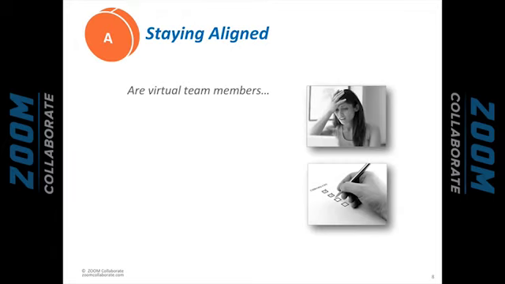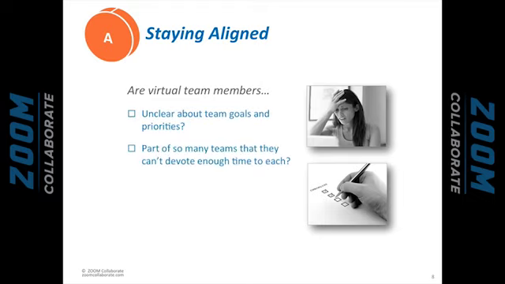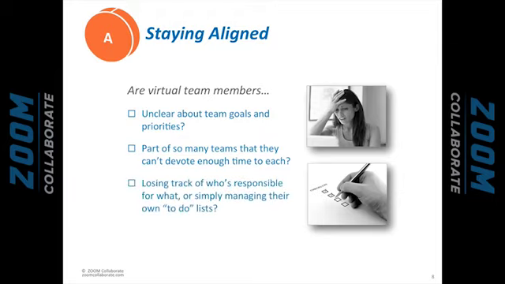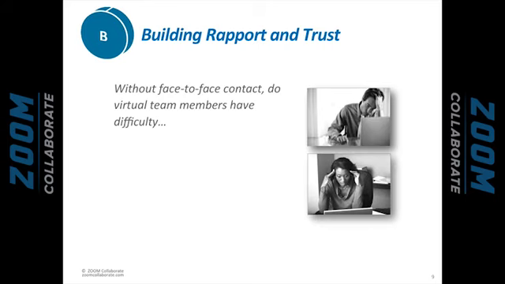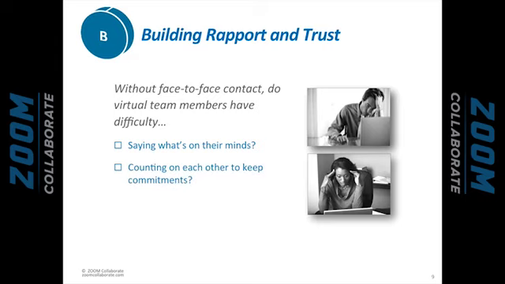First, in the area of staying aligned, meaning that we, as team members, are working towards the same goal. Are virtual team members on the teams you support unclear about team goals and priorities? Are they part of so many teams that they can't devote enough time to each? Do people lose track of who's responsible for what, or do they simply fall back to managing their own to-do lists? In the area of building rapport and trust, which means beginning to depend on each other. Without face-to-face contact, do virtual team members have difficulty saying what's on their minds or counting on each other to keep commitments? Or do they have difficulty asking for or giving direct feedback?